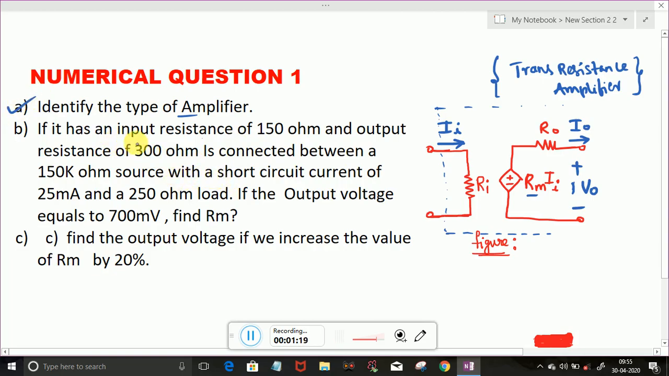Now, it has an input resistance of 150 ohm and an output resistance of 300 ohm. I already told you, for a trans resistance amplifier, Ri is called the input resistance and Ro is called the output resistance. It is also given a 150 kilo ohm with a short circuit current of 25 milliamperes and a 250 ohm load. If the output voltage is equal to 700 millivolts, then find the Rm.